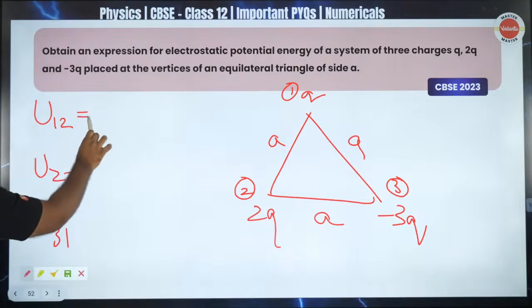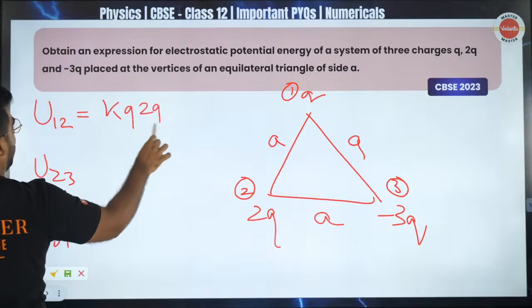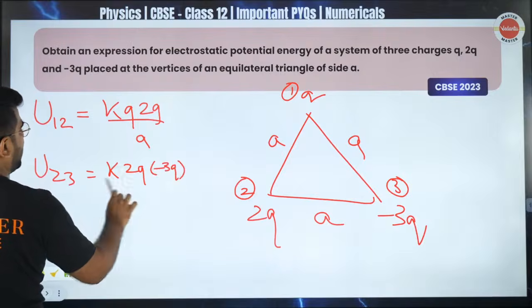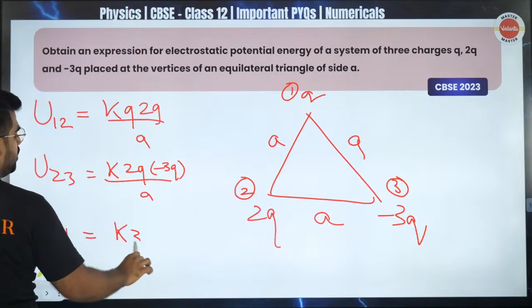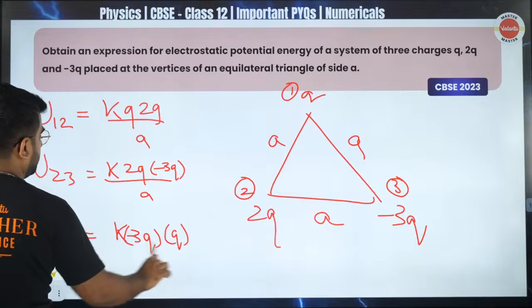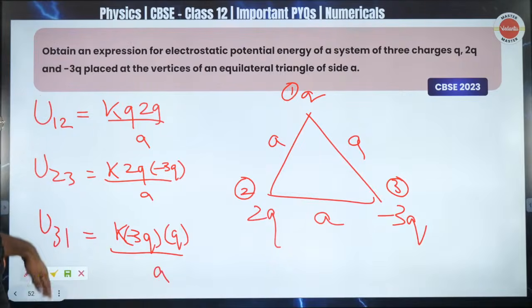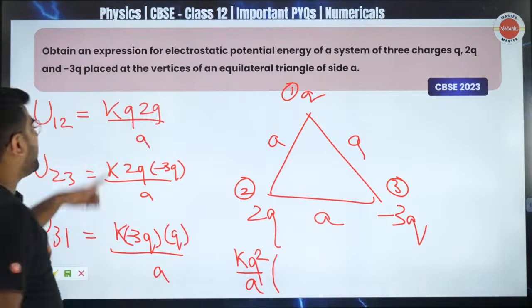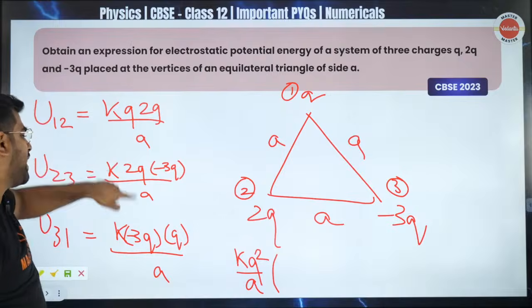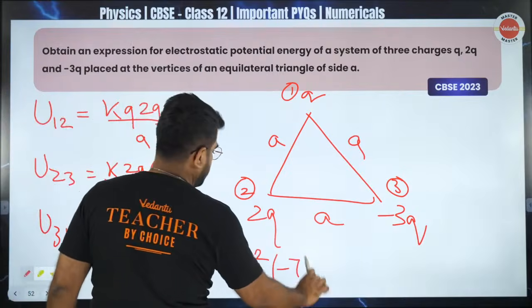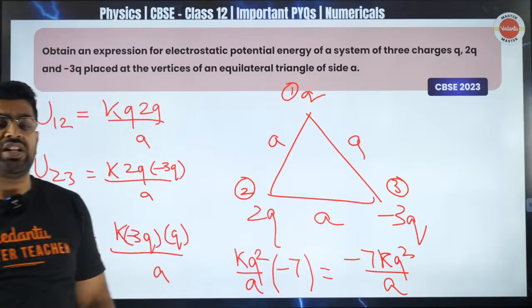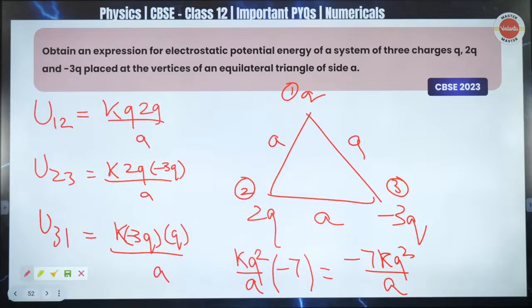Okay? U12 is what? K Q1 Q2 by R. This is K Q1 Q2 by R, and this is K Q1 Q2 by R. Now add all of them. If I add all of them, what will I get? KQ square by A times 2 minus 6 minus 3. So that's going to be minus 7. So the answer is minus 7 KQ square by A. Did you all get that? That is the total potential energy of the system.